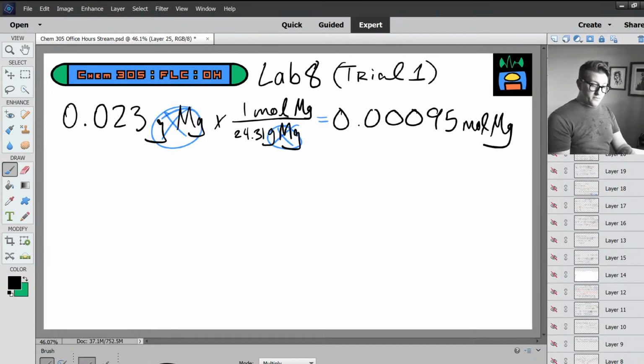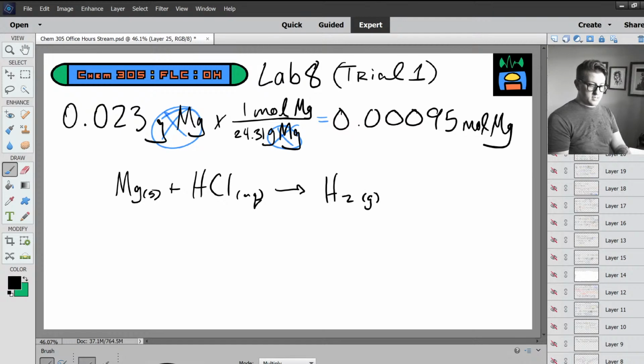All right, and then to convert from moles of magnesium to moles of hydrogen, we actually need the balanced chemical equation, which is solid magnesium reacts with aqueous HCl to produce hydrogen gas and magnesium chloride. And so in the balanced chemical equation, we've got to multiply HCl by 2, and now it's balanced.